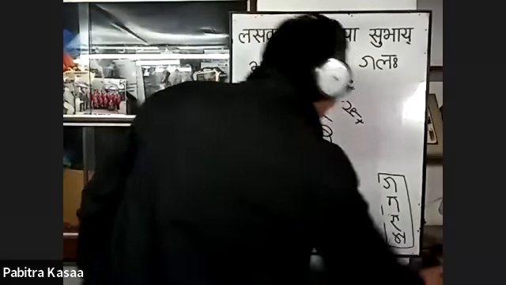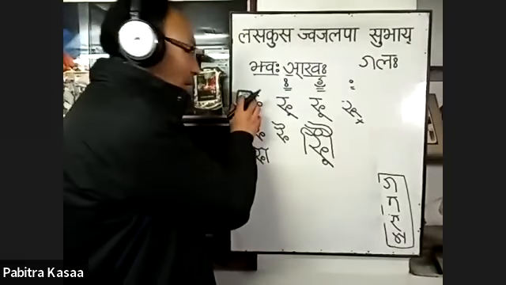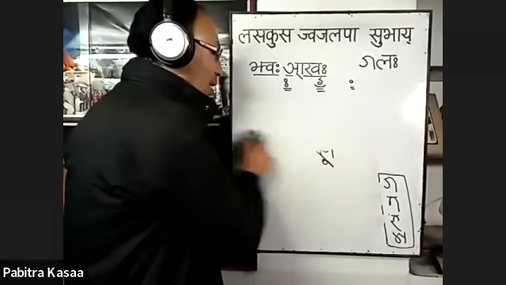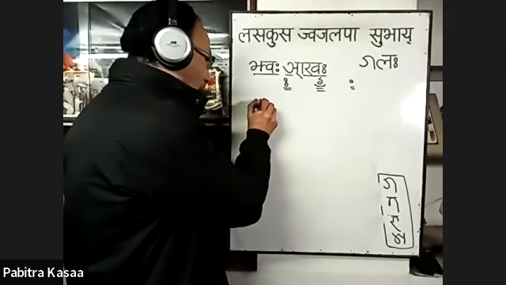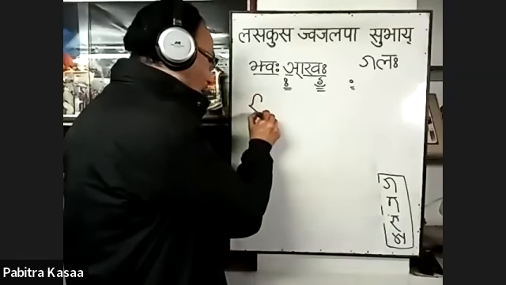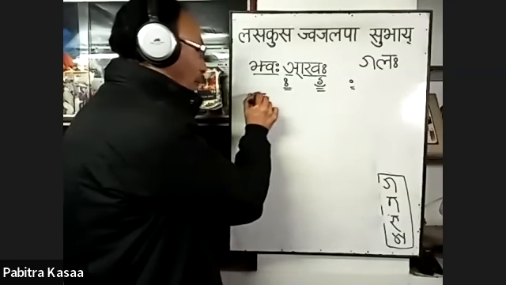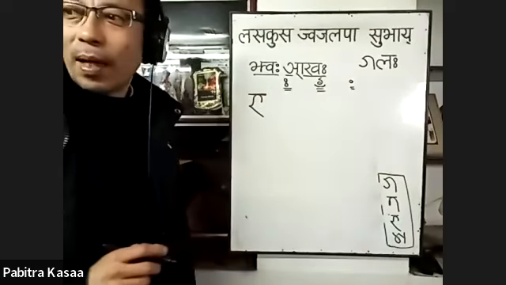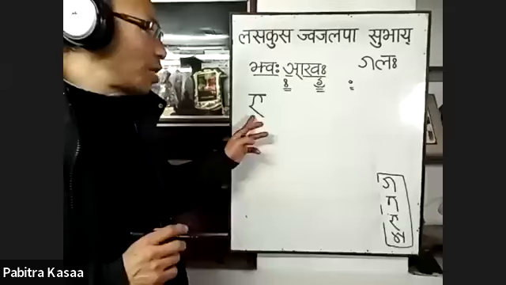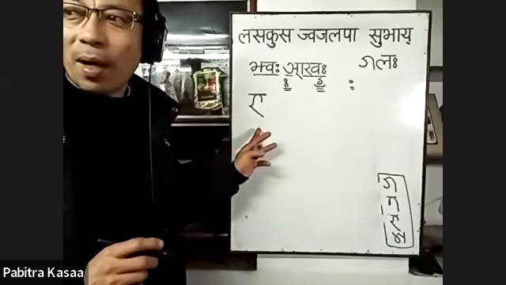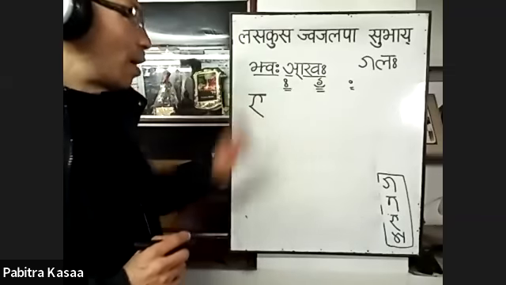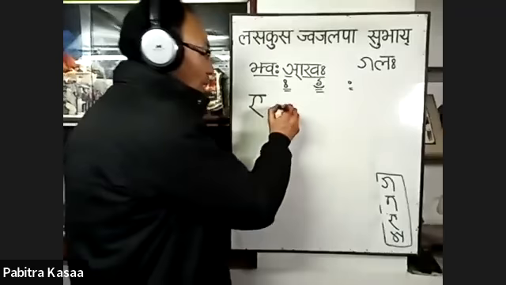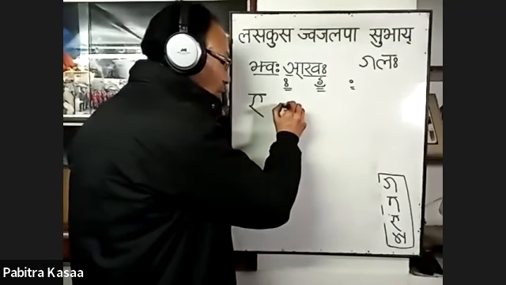Okay, similarly, all the others are the same; pa and ba also have the same form. Now comes the bha. So when ba is written, it is like this. And this changes when we give ukar to the ba. It changes its shape. So when we give ukar, the bha is written like this then.